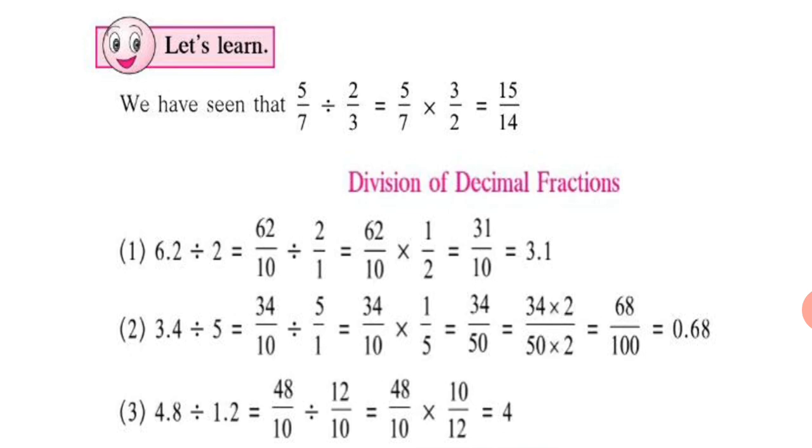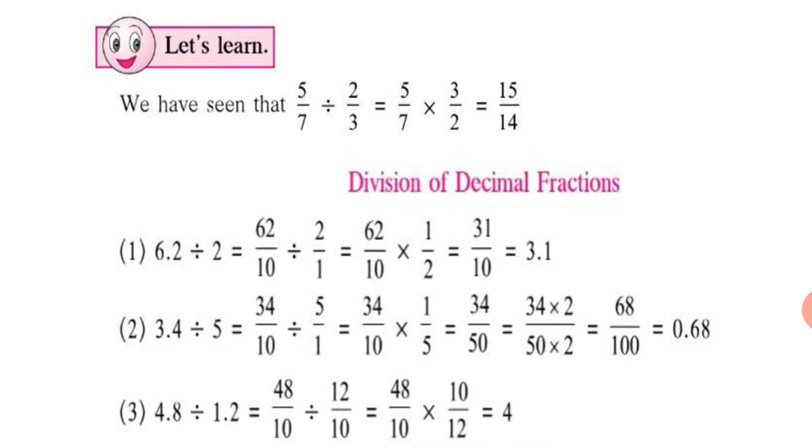Okay, let's see second example. 3.4 divided by 5 we write as 34 upon 10 divided by 5 upon 1 is equal to 34 upon 10 into 1 upon 5 is equal to 34 upon 50. Now 34 upon 50 we are going to multiply by such a number which will give us the denominator 10, 100 or 1000. We know that 5 2s are 100. So we multiply by 2.